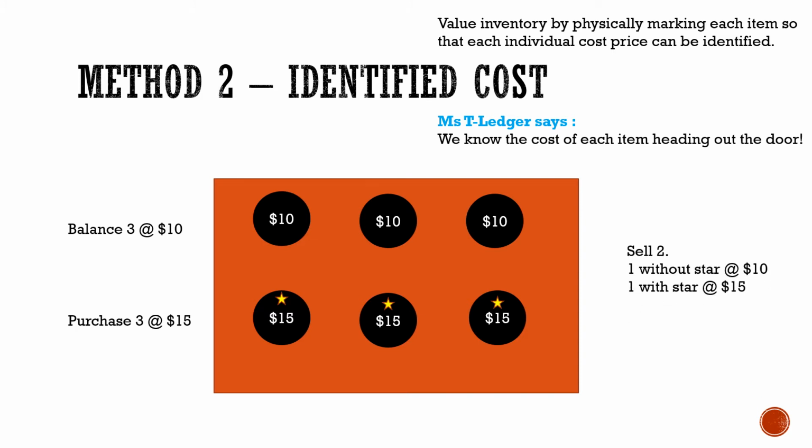Assuming we sell 2 units, and a customer has picked out one without a star, which has a cost price of $10, and one with a star with a cost price of $15 per unit. So in this case here, we can work out the exact cost prices of the 2 units that have been sold, which totaled to $25. In reality, we do the markings on this inventory by using a barcode.